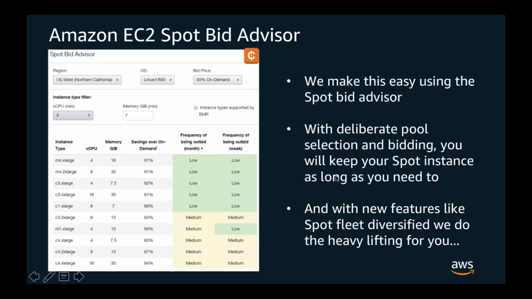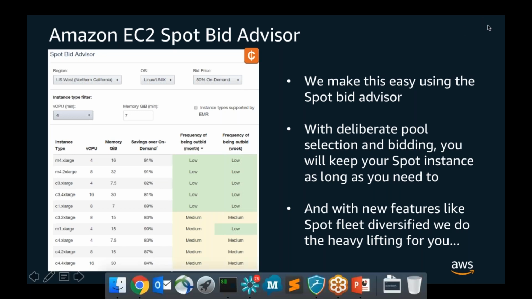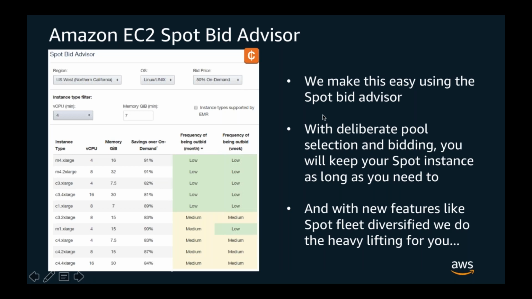We also have something published on our website, right? It's not even in the console; it's just embedded in our documentation. It's a nifty tool called the EC2 Spot Bid Advisor. The job of the Spot Bid Advisor is to allow you to get insight into, what if I had bid this amount of money for this instance type in this region? What would have happened based on historical pricing data?